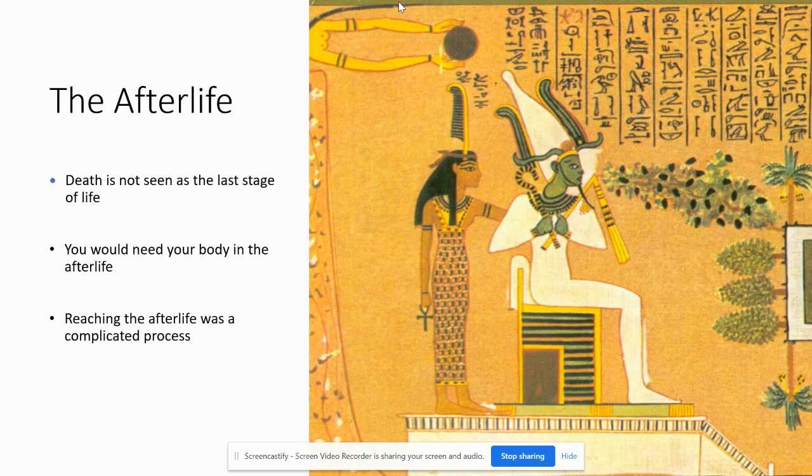All of the body parts and organs are put into canopic jars and buried with the figure. Now, reaching the afterlife was a complicated process. At the beginning, only the pharaoh or the king would have had access to the afterlife. But remember, this is an empire that lasts 3,000 years.